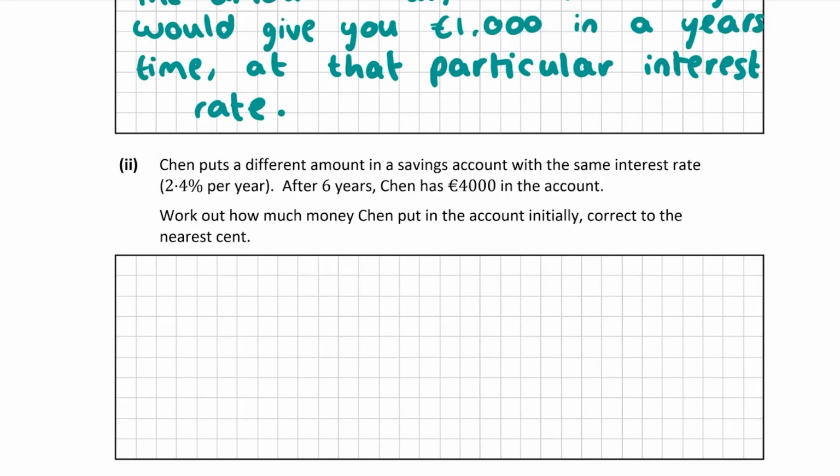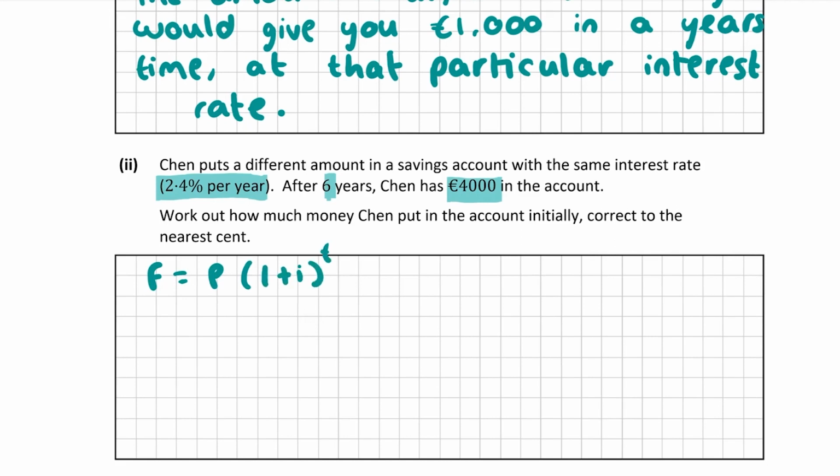Now in the second part of B, we're told that Chen puts a different amount in a savings account with the same interest rate, which is 2.4% per year. After 6 years, he has €4,000 in the account, and we're asked to work out how much Chen put in the account initially, correct to the nearest cent. So that is his principal. We're using the same formula that we used before, but now we aren't looking for the final price, but rather the principal.